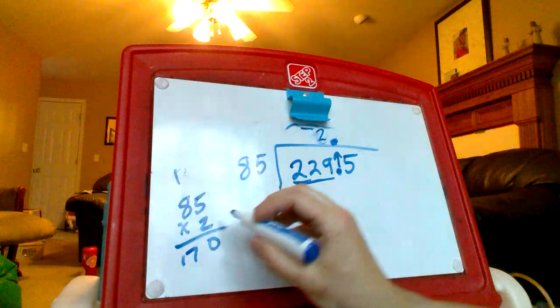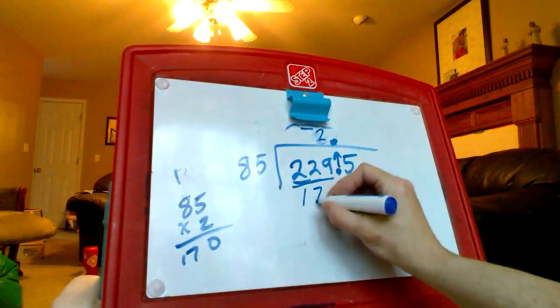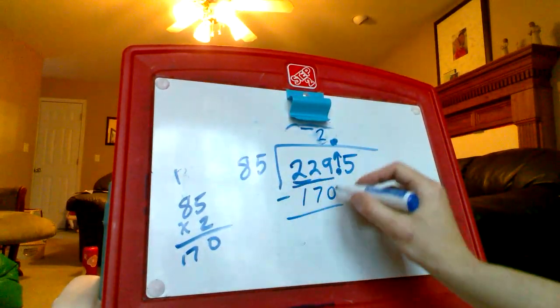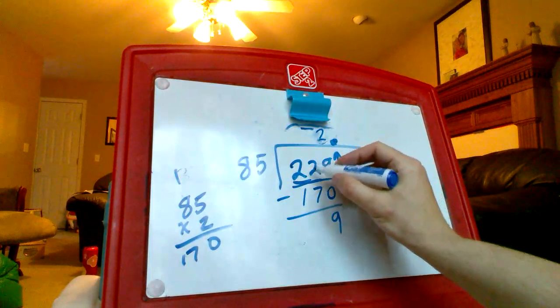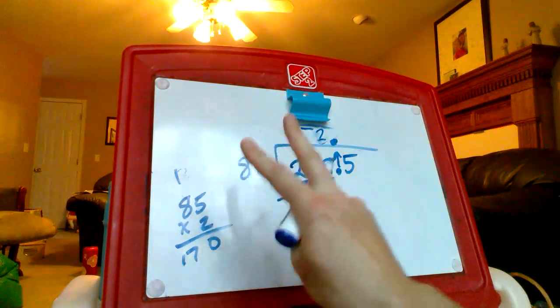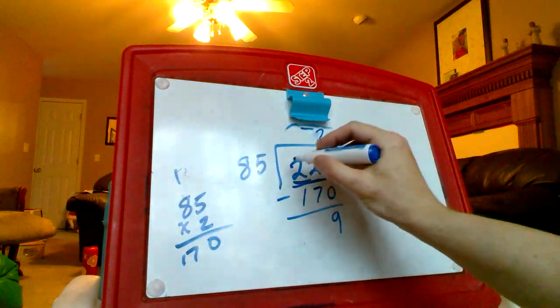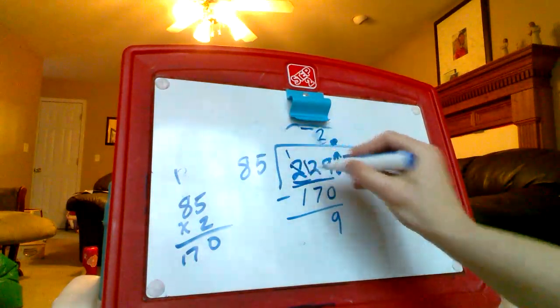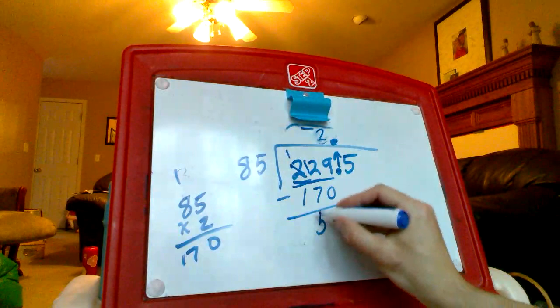2 times 85 is 170. I subtract. 9 minus 0 is 9. 2 minus 7, I can't do. If you have 2 fingers, you can't get rid of 7 of them. So I need to regroup this. 12 minus 7 is 5.